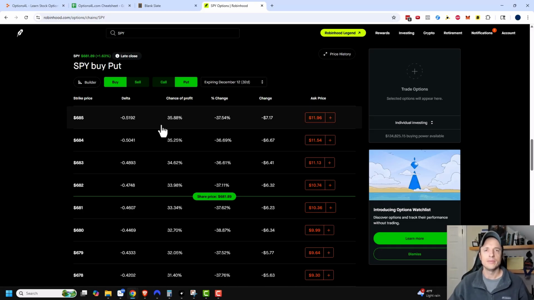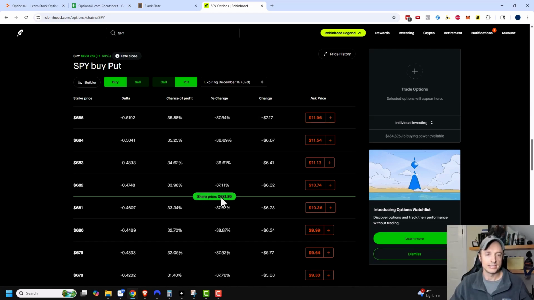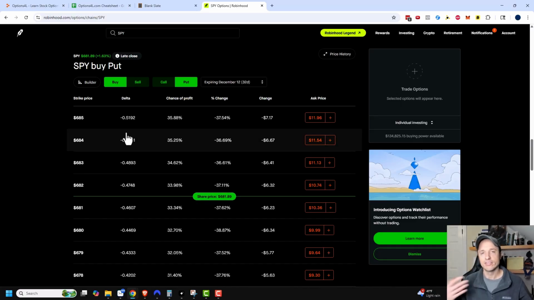To better explain what that means, in the money means that it has intrinsic value. For example, we're buying a put option, which is the right to sell a stock at a given strike price. If we had this particular put option, the 685 strike, that means we could sell our 100 shares at $685 apiece, and the current price is $682 for simplicity's sake. So we have basically a $3 intrinsic value if we had this particular put option right here.